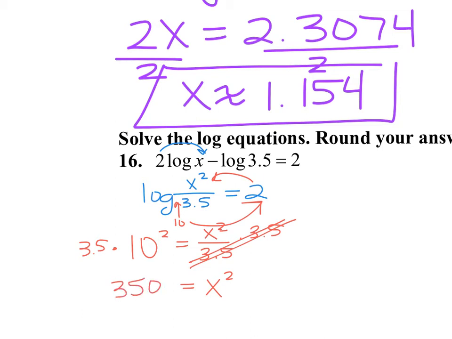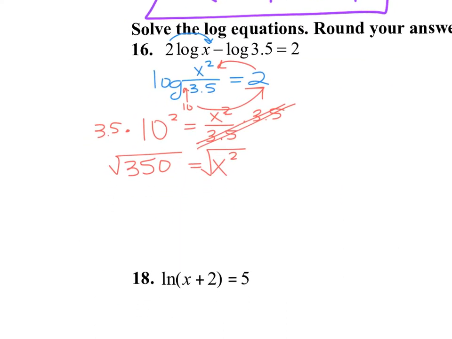Okay, then what? Square root it. What happens when you square root? You get 2 answers, but do we want 2 answers here? No, because you can't take negative log. So you get x is approximately 18.708. So far, so good?